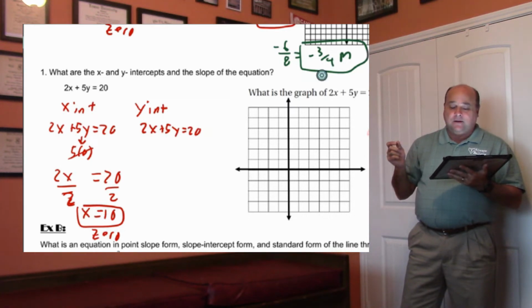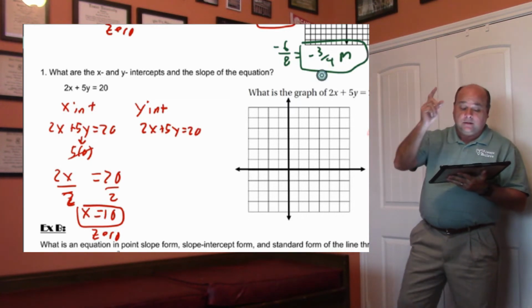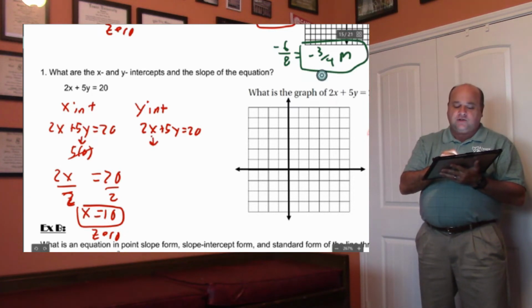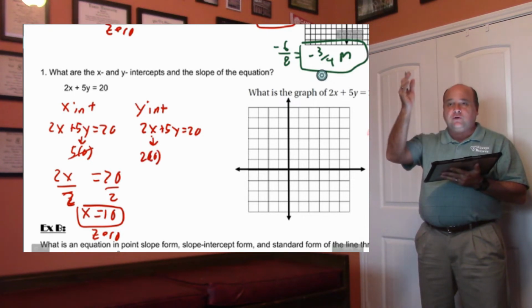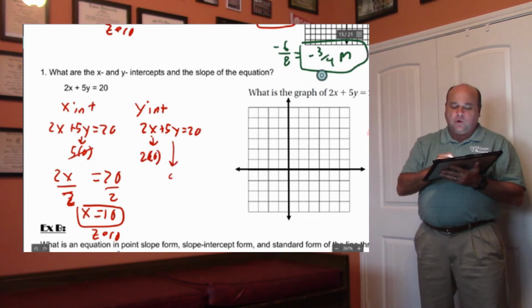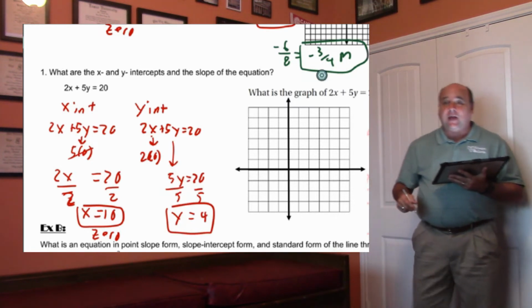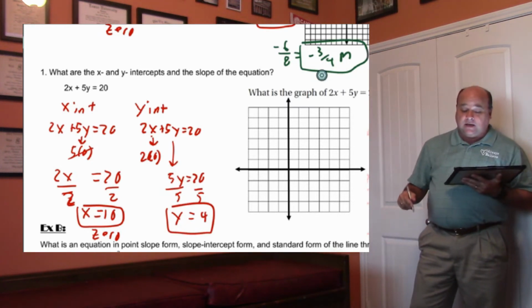Okay, and I can't graph my x-intercept on this because it's too big. Now then, for the y-intercept, we're going to replace the x with 0, right? What's going to happen to the 2 times 0? It's going to go away. So I'm just going to have 5y equals 20, divide by 5, and I'll end up with y equals 4. Now then, on this problem here, we can't graph the x-intercept because it doesn't go to 10.